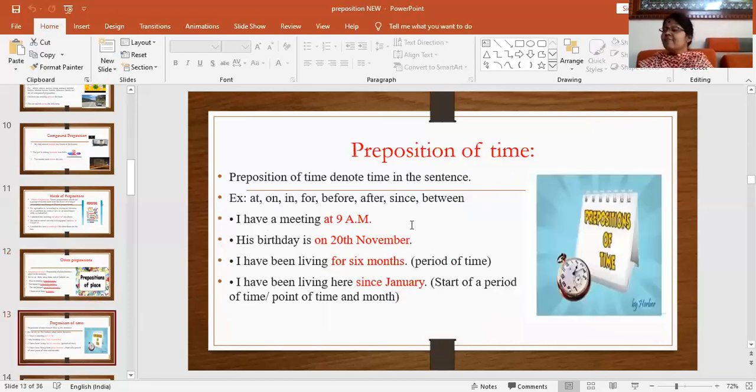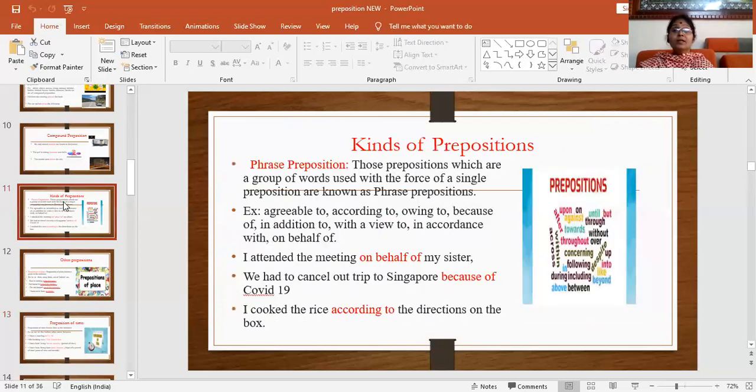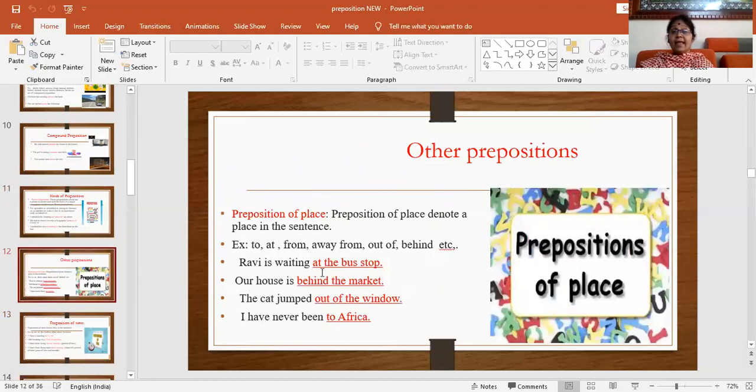Similarly, we have prepositions of time. Now, prepositions of time denote time in the sentence. Example: at, on, in, for, before, after, since, between. Now, we use these prepositions interchangeably depending on the context for time, place, and position. See, for example, here we have used, in the previous sentence, at.